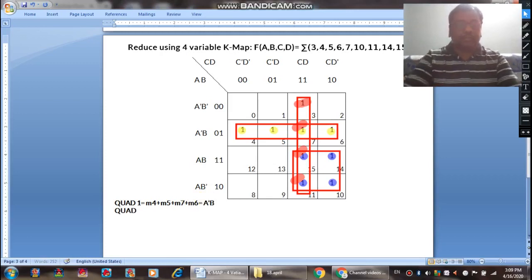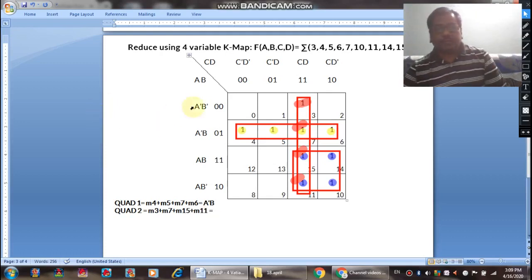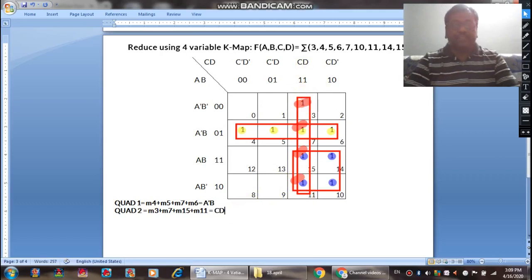Now you talk about chord number 2. For chord number 2, I have taken M3 plus M7 plus M15 plus M11. When you talk about the vertical, from the side A bar B is changing. A bar in this entire set of minterms is later on changing to A, so A is removed. B bar is changing to B, so B is removed. What is common to the entire vertical group? It is CD. Therefore the answer for this group will be CD.